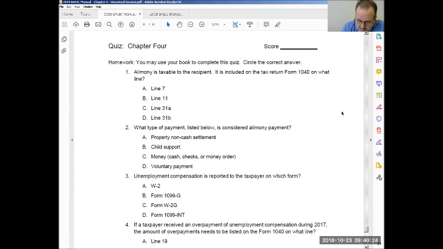So, what type of payment listed below is considered an alimony payment? C, money, cash, checks, or money. Okay. Yep. All right. Unemployment compensation is reported to the taxpayer on which form? B, 1099 sheet. And like I said, that's one that's not mailed to anybody anymore in New York.